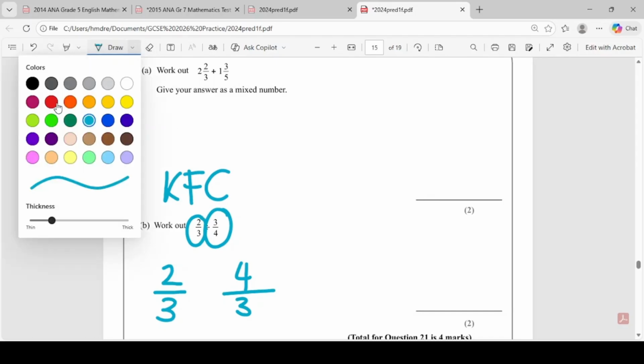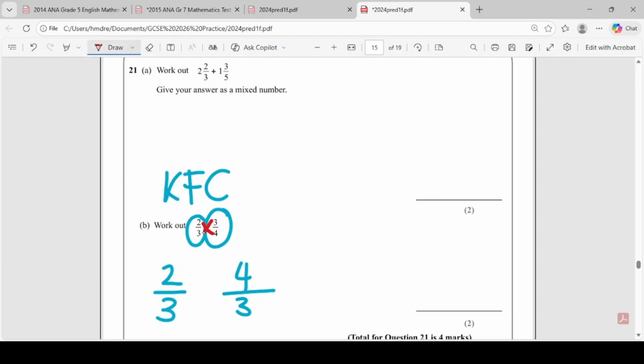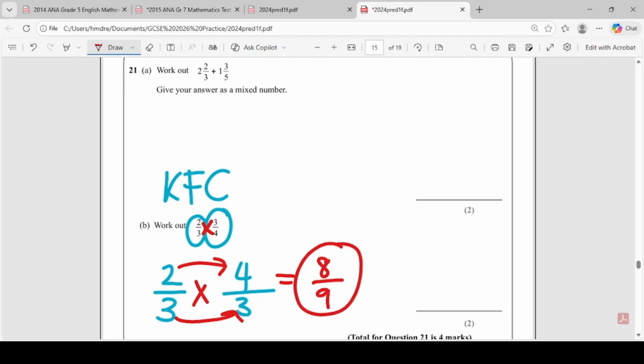So let's just get a different color. Instead of divide, we're going to change it to times. And so we're going to just work this out. 2 times 4 is 8. 3 times 3 is 9. And that is our final answer. So you can see division is really straightforward in comparison.